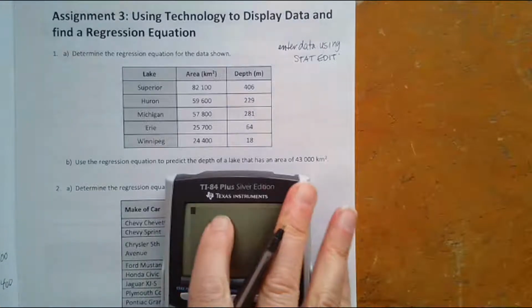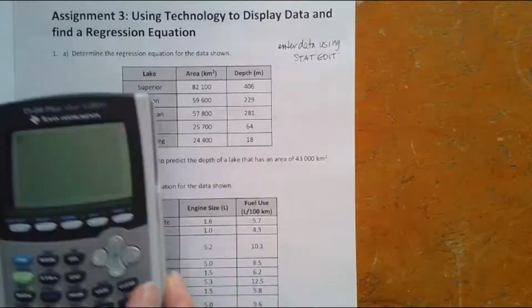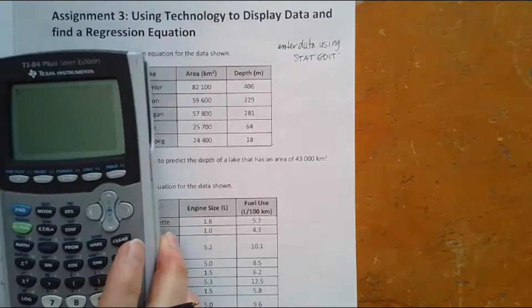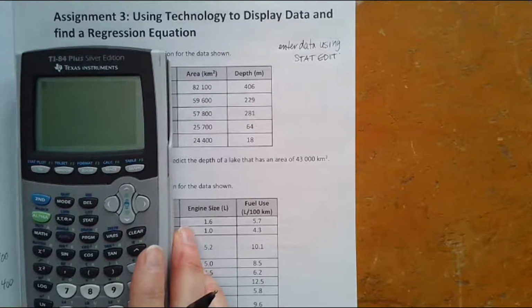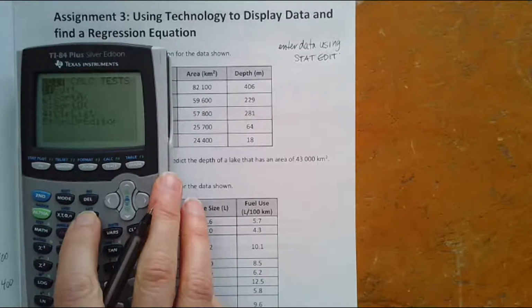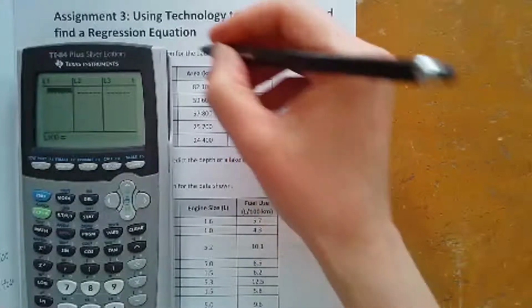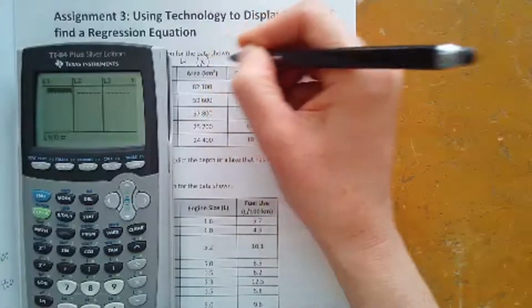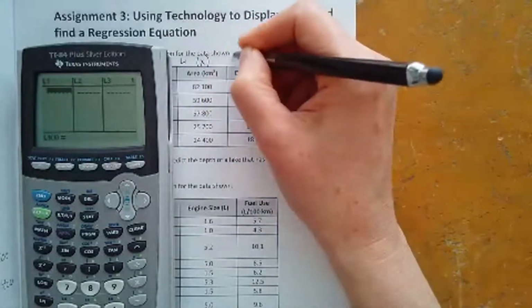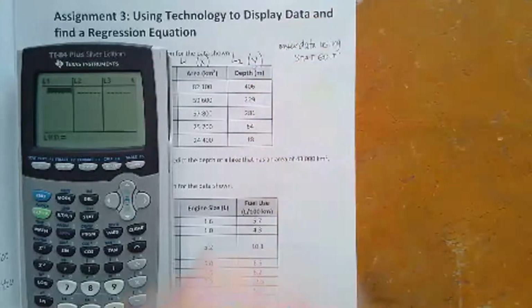Just going to clean my screen off a little bit here. Okay, I'm trying to make this as good as possible for you. Stat, to lists. This is all the data I'm going to put in list 1. So this goes in list 1, and these are my X values. This is data that goes in list 2, and these are my Y values.